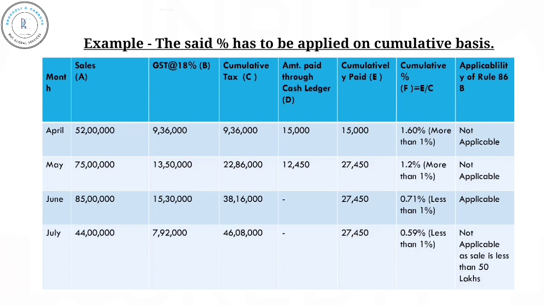4,608,000 rupees. Amount paid through cash ledger, D: Cumulatively paid, E: 27,450 rupees. Cumulative percent, F equals E/C: 0.59%, less than 1%. Applicability of Rule 86B: Not applicable, as sale is less than 50 lakh rupees.